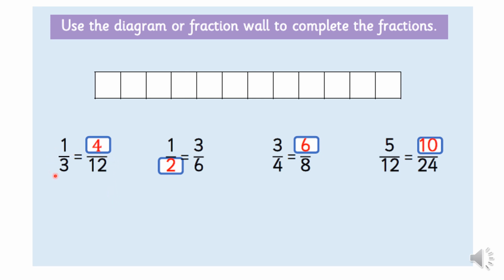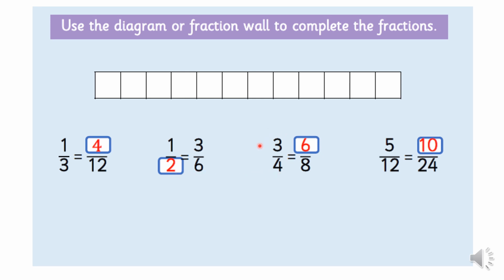For this fraction here, I went from thirds to twelfths. To get from thirds to twelfths, I had to times by 4, because 3 fours are 12. Therefore, whatever I do to the denominator, I must do to the numerator. So 3 fours are 12, therefore 1 times 4 is 4. For this one, we had to work backwards. To get from 3 back to 1, I had to divide by 3. Therefore, you do the same to the bottom. 6 divided by 3 is 2.